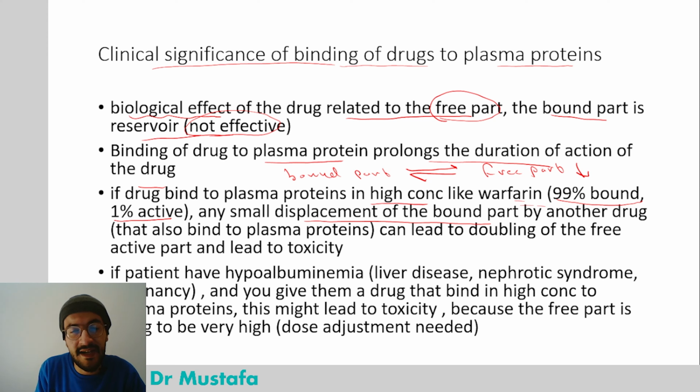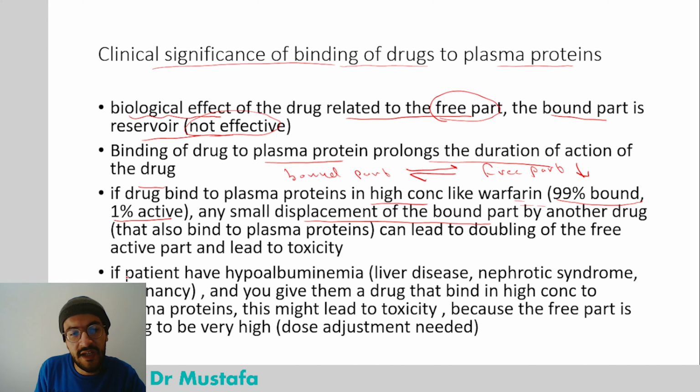Meaning, if the drug is highly bound to the proteins and we use another drug that is also going to bind to the proteins, the other drug would compete with the first drug on the positions on the proteins, and it would lead to displacement of the drug from proteins, and it might lead to toxicity.